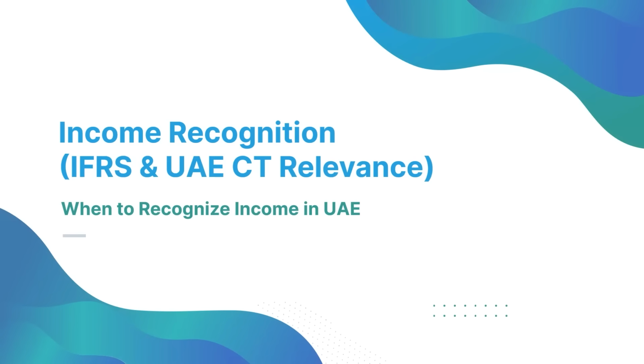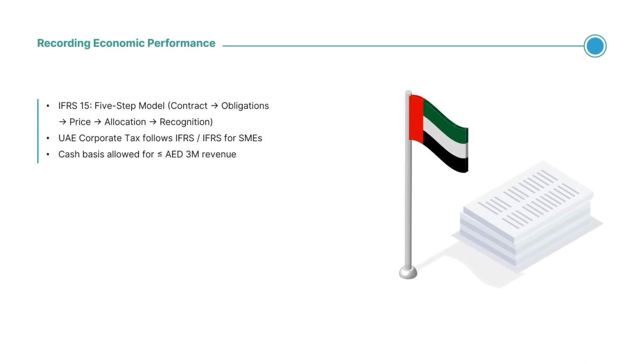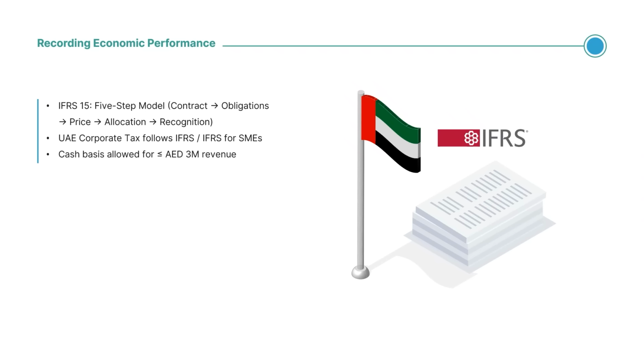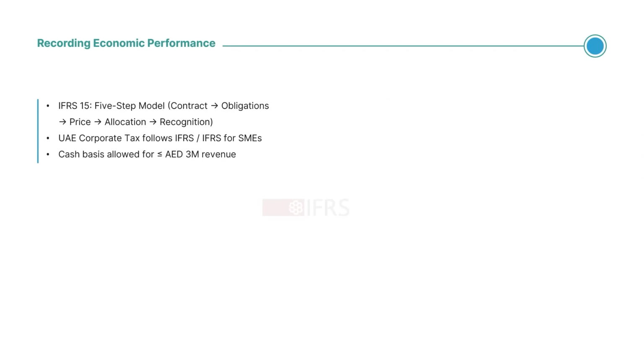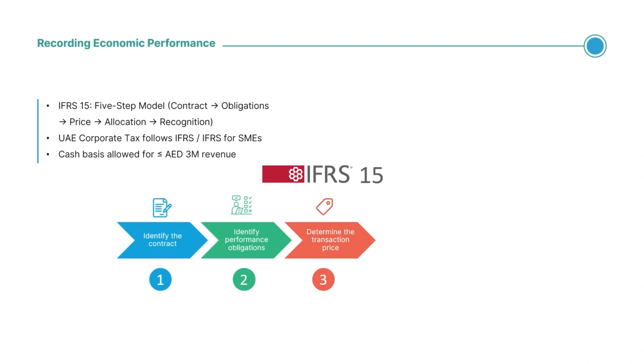Income recognition in the UAE is governed by IFRS 15, which requires companies to apply a structured 5-step model. Let's take a service company as an example. Identify the contract. Example: a client agrees to pay 100,000 dirhams for an annual software license. Identify performance obligations. Here, the obligation is access to the software for 12 months. Determine the transaction price: 100,000 dirhams. Allocate the price: all allocated to the single obligation.